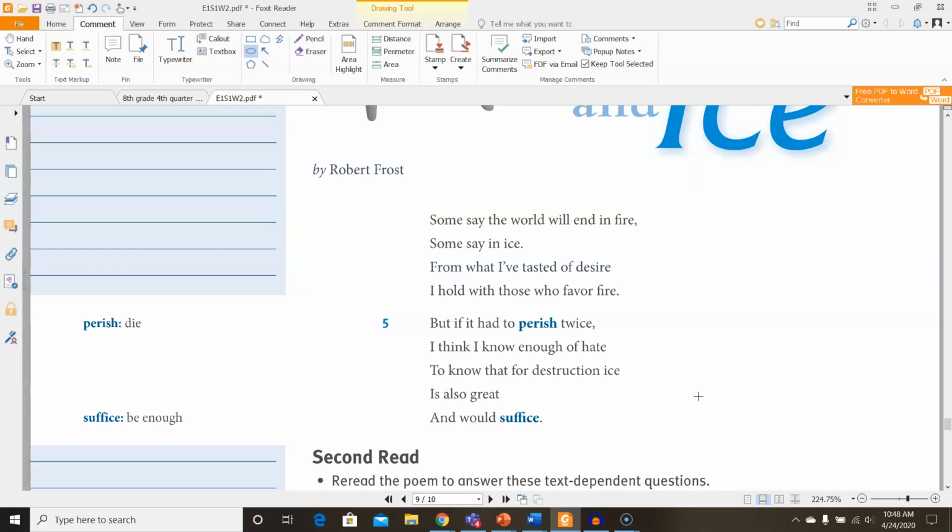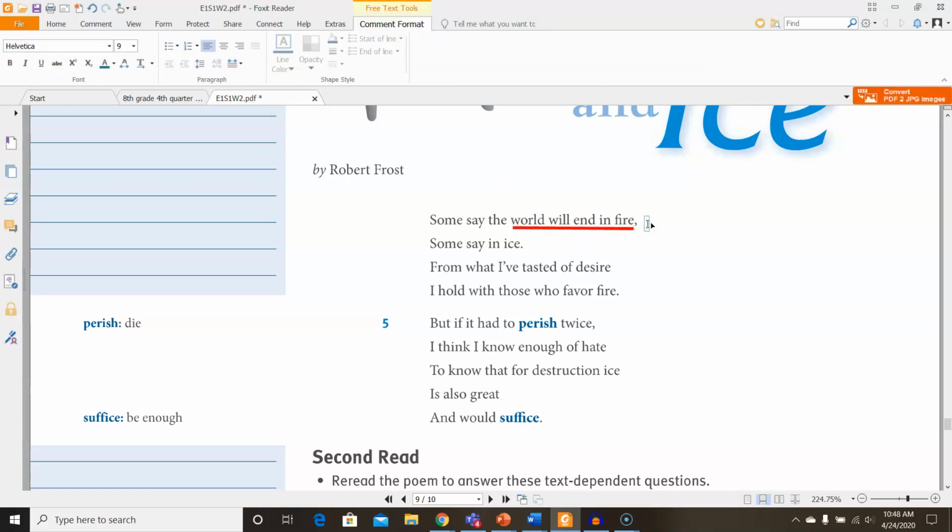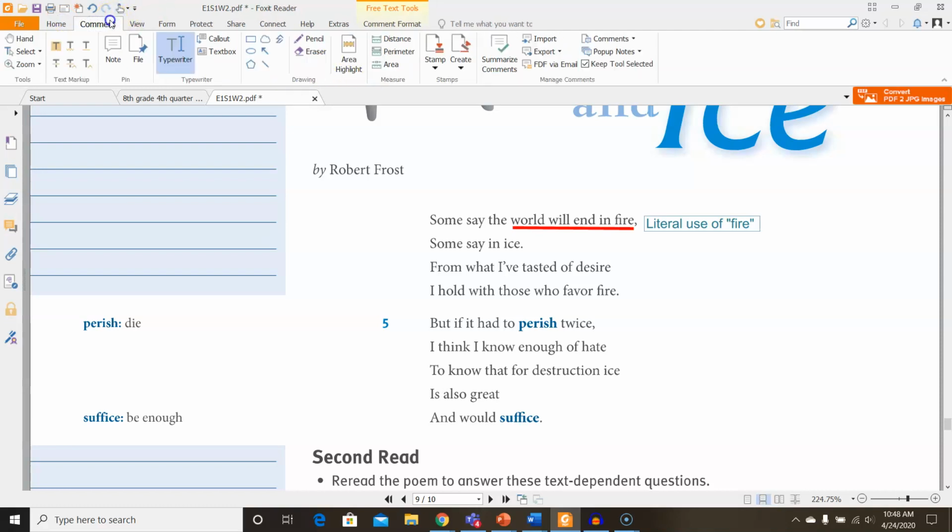So we have some competing images going on here. We have the contrast between fire and ice, and we have them symbolizing different things. So here it says, some say the world will end in fire. This is a literal meaning here. People are saying that maybe the world will have some kind of an explosion or some kind of a war to cause it to set on fire. So this is a literal use of the word fire. And then some say in ice, so that's a literal use of ice, meaning something that the world is going to freeze over.